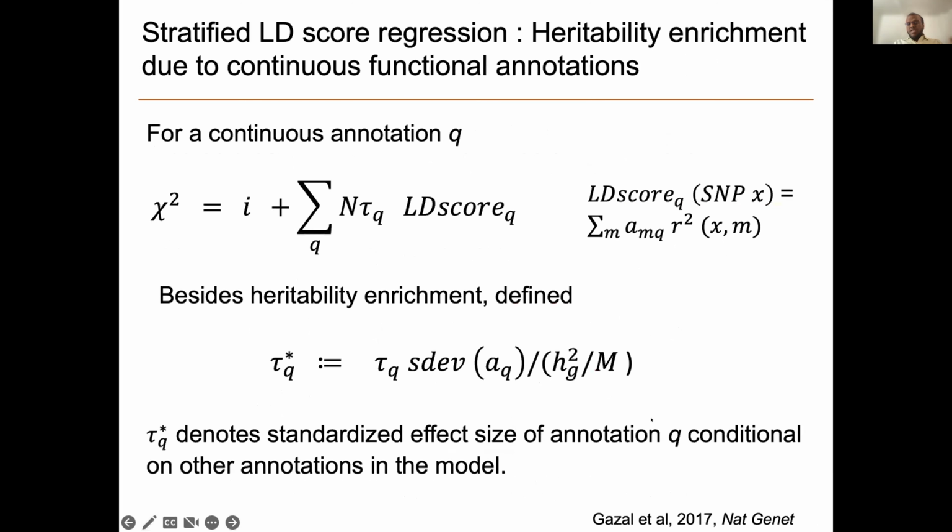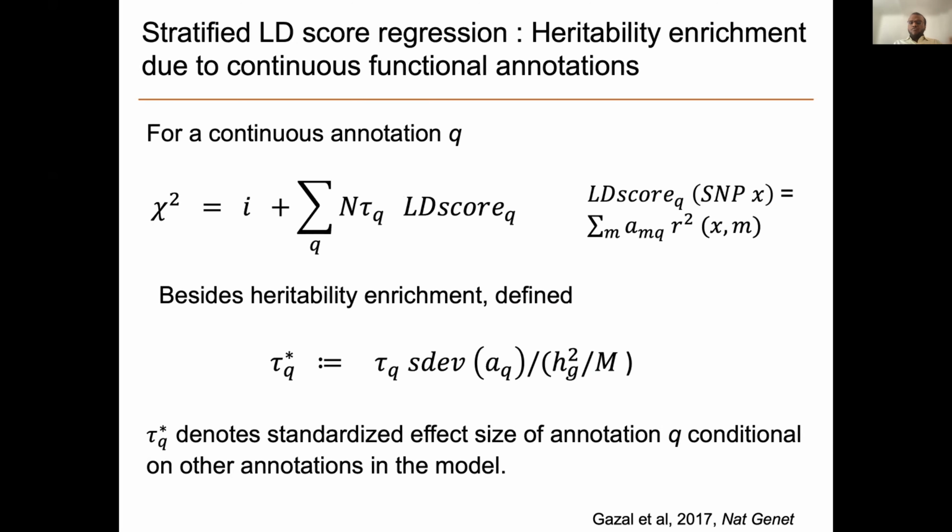In 2017, Steven Gazal from Alkes Price's group extended this framework to also use continuous annotations. The overall mathematical formulation is pretty similar to how it was for discrete functional categories of SNPs. However, he also introduced a metric called tau star, which is a scaled version of the tau, and it accounts for the standard deviation of the annotation, which is also a function of the size of the annotation. Tau star is primarily defined as a standardized effect size of a particular annotation, conditional on the other annotations in the model.